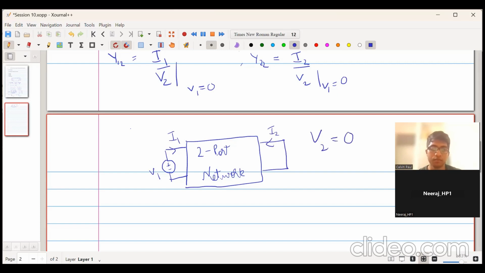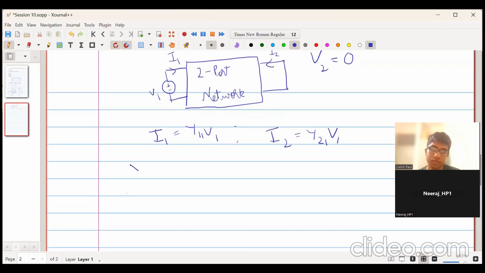So now we get I1 equal to Y11 into V1, as well as I2 equal to Y21 into V1. Based on this, we get Y11 equal to I1 upon V1 under the condition that V2 is equal to 0, that is, the second port is short circuited. Similarly, Y21 is equal to I2 upon V1 with the same condition that V2 is equal to 0.